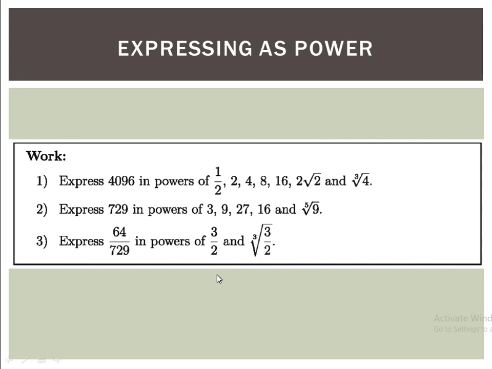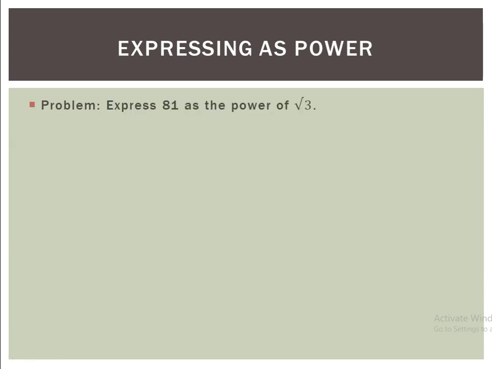So let's solve some of the problems and see how we can express a number in terms of a power of any other number. Suppose you have to express 81 as the power of root 3. Then what is the technique? We'll take 81, then 81 equal to 3 to the power 4, then 3 can be written as root 3 square, that is root 3 square whole to the power 4, and indices are multiplied here, therefore root 3 to the power 8.